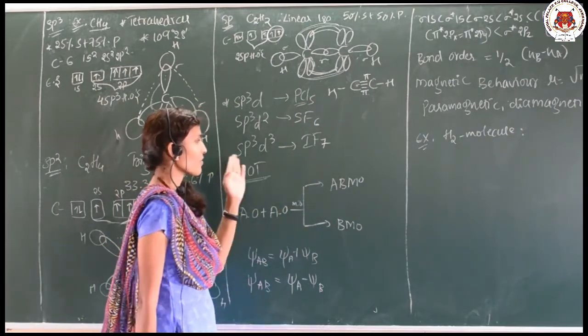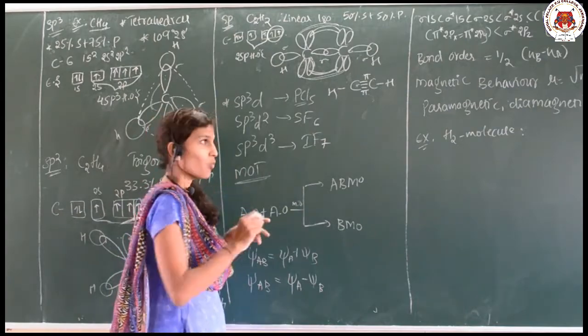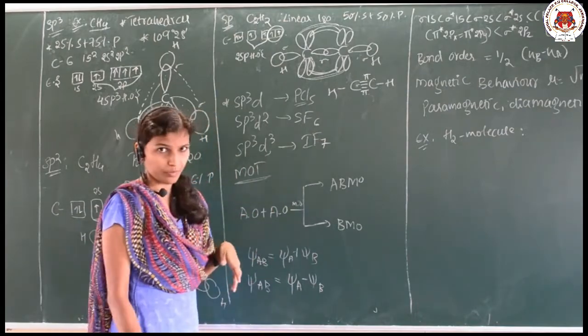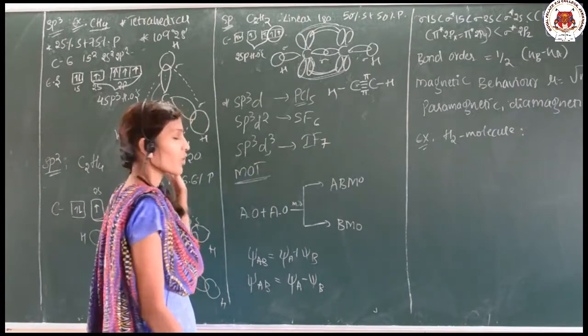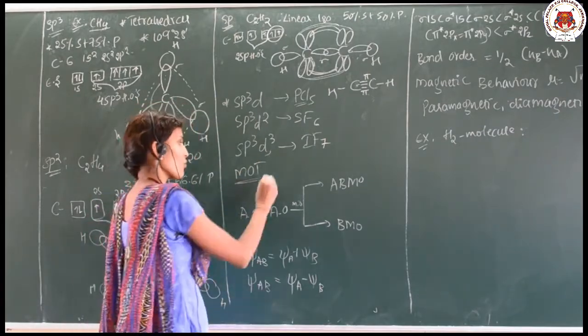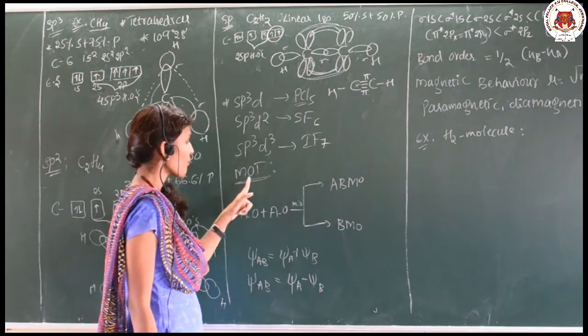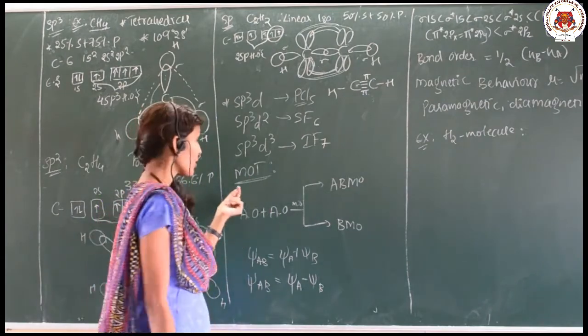These are the examples of the respective hybridization involving the d orbital. Okay. So, this is the concept of hybridization. Now let us go for one more important theory, that is molecular orbital theory, MOT.